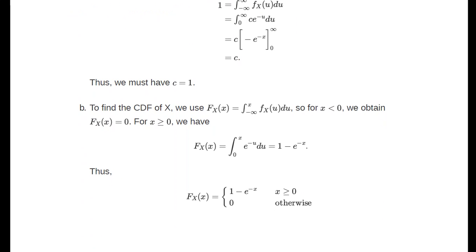Number B, to find the CDF of X, we use F_X(x) equal to the integral from minus infinity to x of f_X(u) du, and then we obtain the CDF, which is equal to the integral from 0 to x of e to the power of minus u du, which is equal to 1 minus e to the power of minus x.